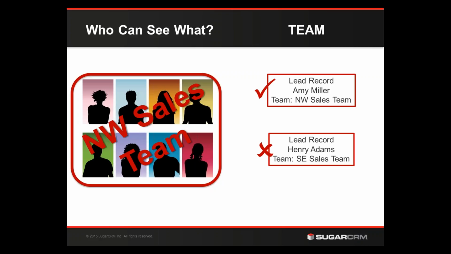So it simply means what they can see. That's all that a team does. It has nothing to do with what they can do with that record. Can they edit it? Can they delete it? Can they export it? That doesn't have anything to do with any of that. It's just can they see it or they cannot see it. Okay? One moment.